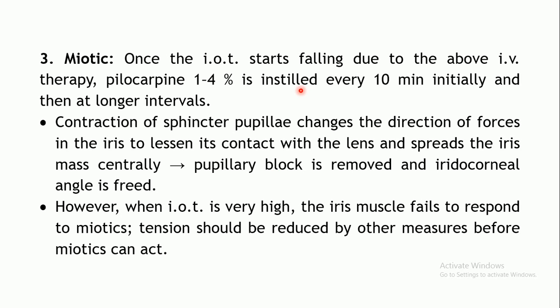Once it starts falling, you can administer pilocarpine 1 to 4%. It is instilled every 10 minutes initially, and then at longer intervals. You can keep a greater gap between instillations of these miotics. So how does it help? It helps by contraction of the sphincter pupillae.